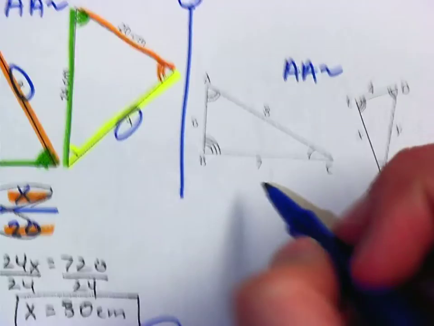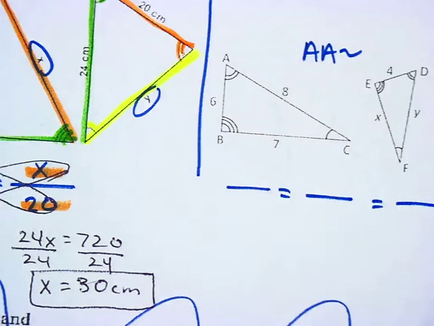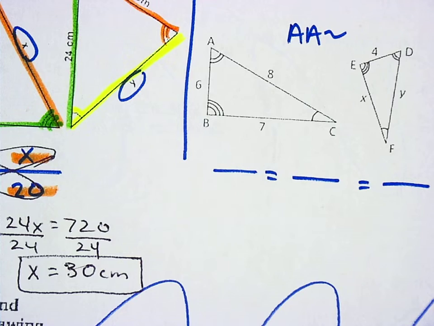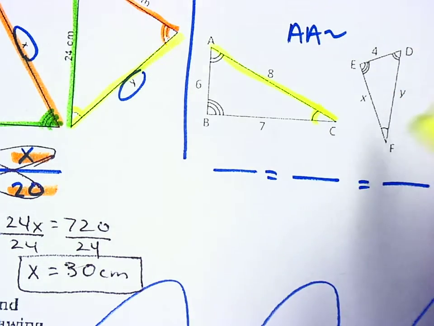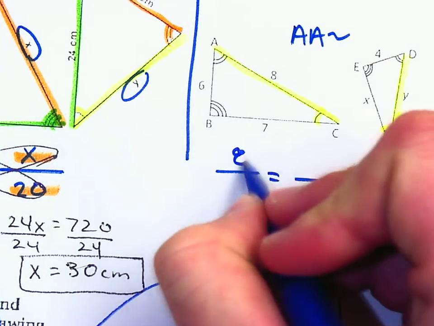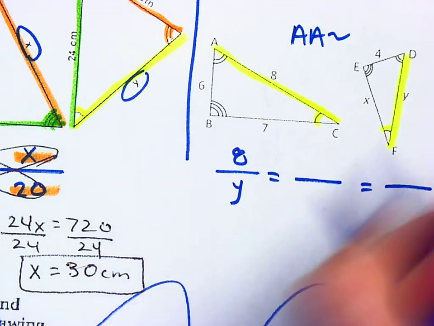So I can write a proportion. And they have 3 sides as well. So I'm going to write 3 ratios. Now I just need to keep same with same. So here I have the first angle congruency mark. And here I have the first angle congruency mark. So I have 8, or the triangle on the left, over y, the triangle on the right.